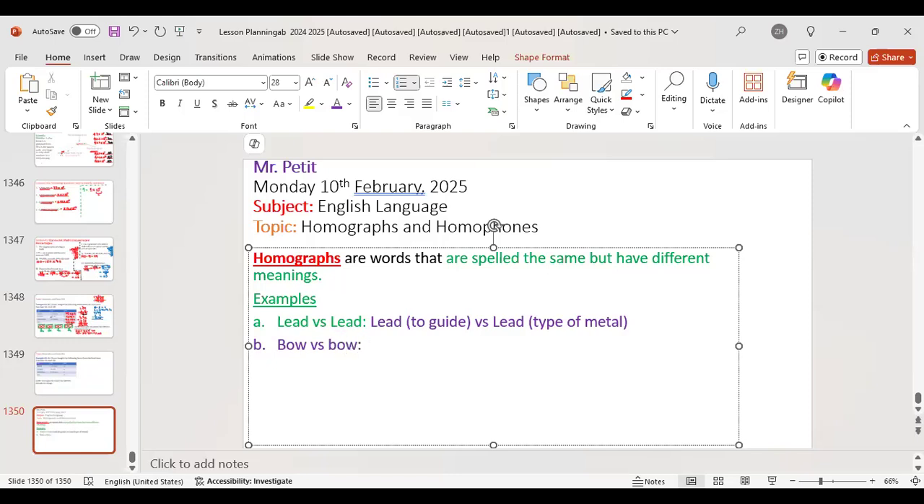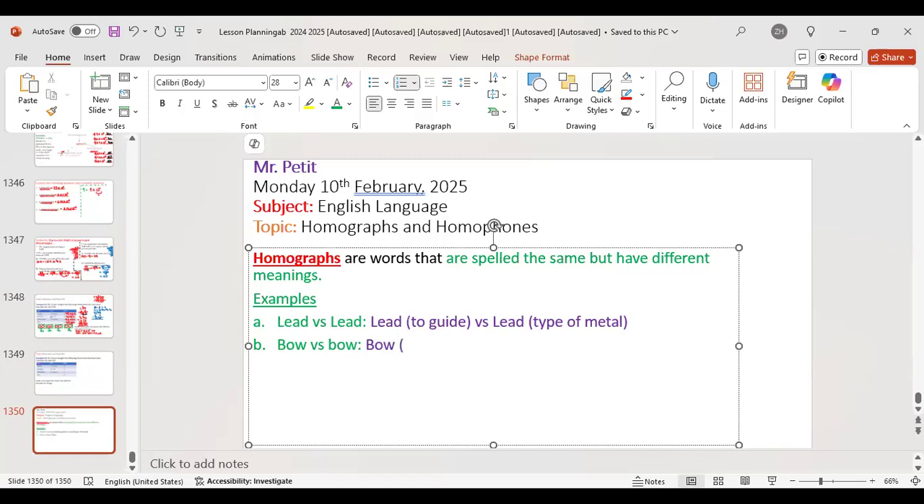What's the difference? Bow and bow. Very good. Not bow and bow. Can someone help her? It's not bow and bow. It's what? An accessory. Bow and bow.